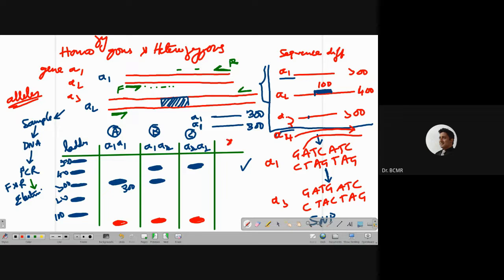But if you find somebody having a band like this, when you're performing an analysis with the current knowledge of whatever you have, and this band is normal, 300, but this is something new, it's out of the expectation. That could be a new allele you might have come across.